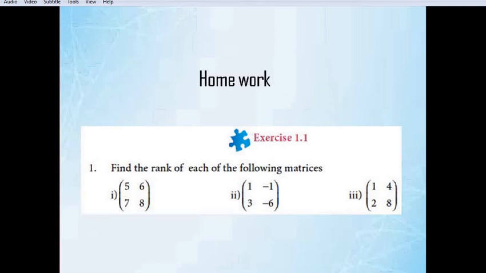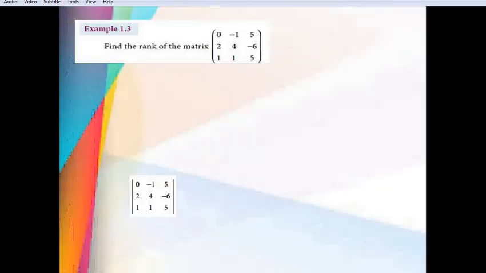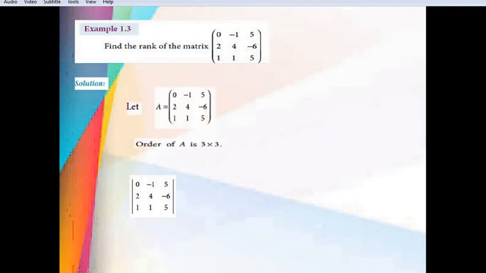Here I gave you homework exercise 1.1. In the first sum we have three questions, you have to do them. Now we take example 1.3: find the rank of the matrix. We know that it is a 3 by 3 matrix and it is not a zero matrix, so its rank is not 0. Its order is 3 by 3, so its rank may be less than or equal to 3. If I take the determinant of this one, we already know how to find the determinant of a 3 by 3 matrix.